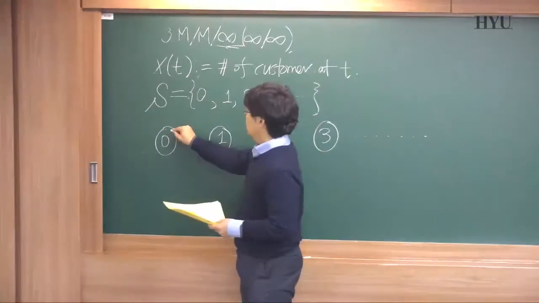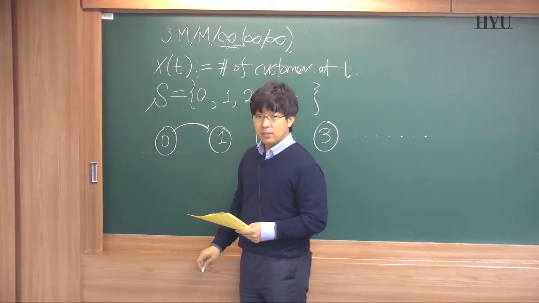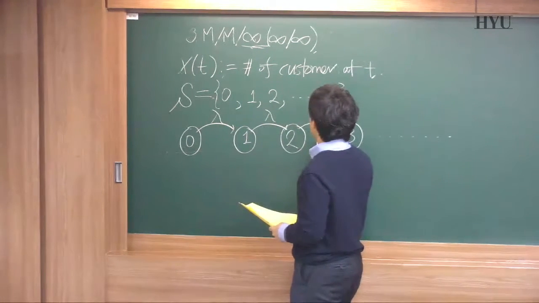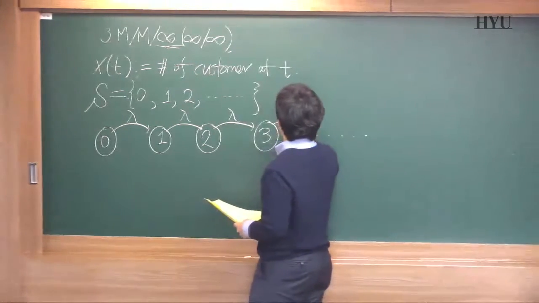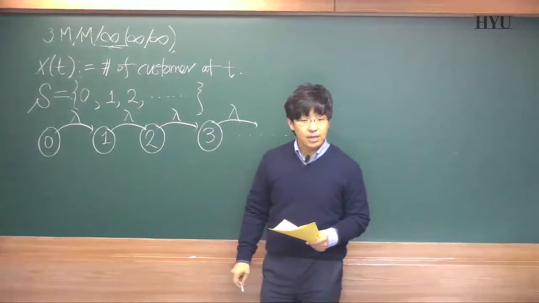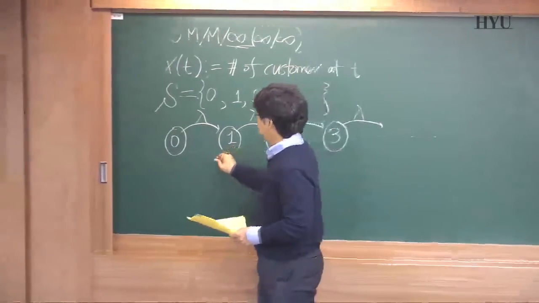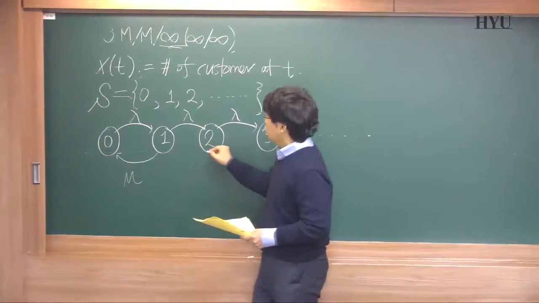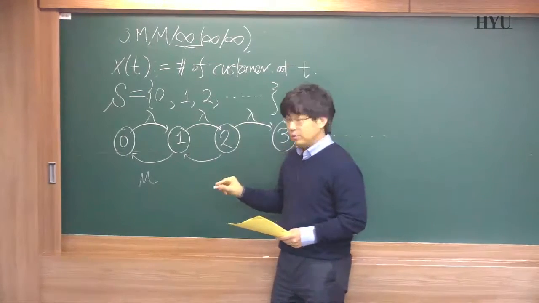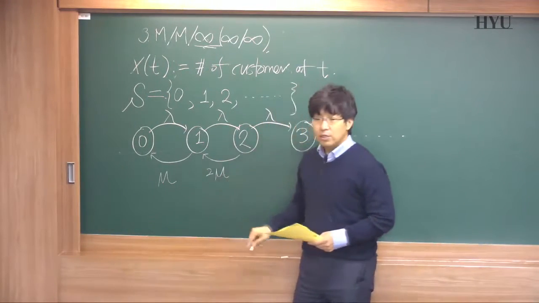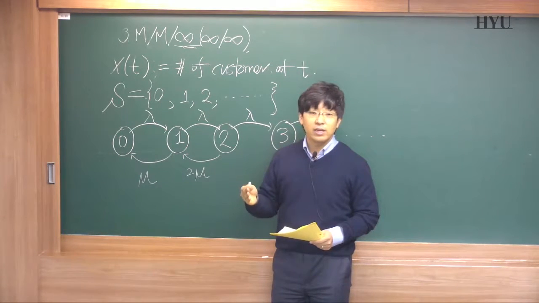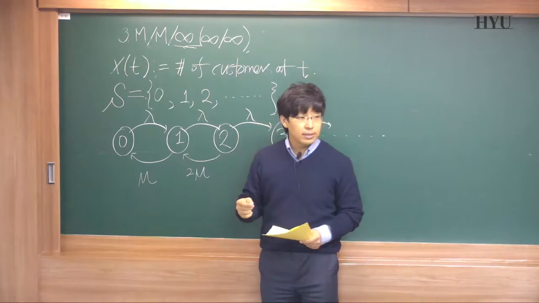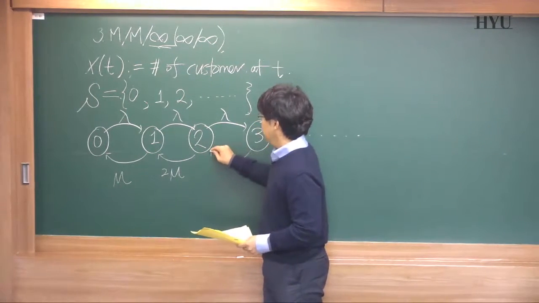What is the rate from state 0 to 1? Lambda. 1 to 2? Lambda. 2 to 3? Lambda. When we increase by 1, the rate is lambda. How about 1 to 0? Mu. How about 2 to 1? 2 times mu, because 2 servers are working at the same time, and it is the minimum of 2 exponential mu, right? 3 to 2, 3 times mu.